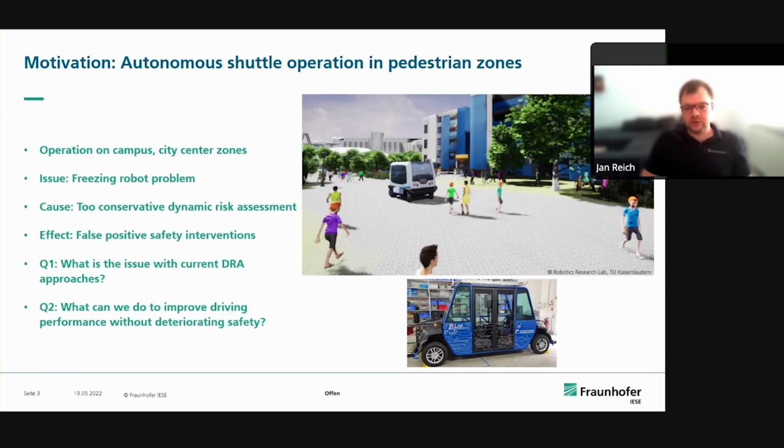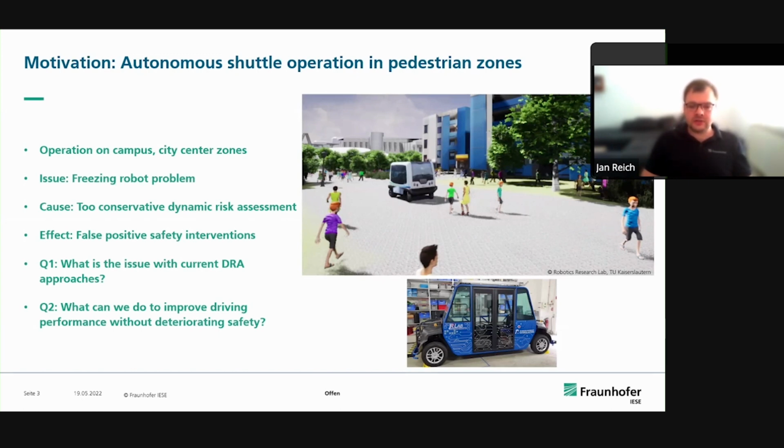And one issue that has been found often in these highly interactive environments is that robots are actually freezing without having an initial idea of why this is the case. And this means that if we have, for instance, pedestrian streams that are walking by the autonomous vehicle shuttle, it simply stops and does not move.